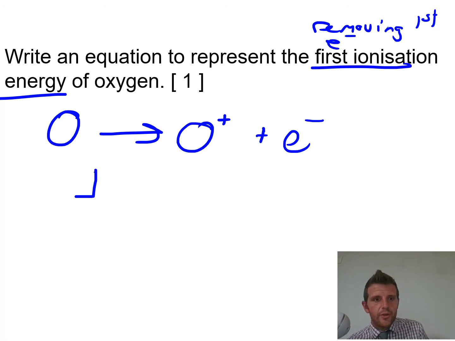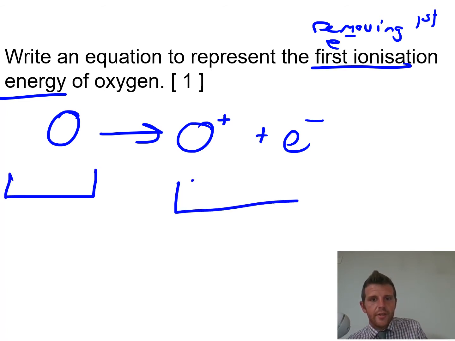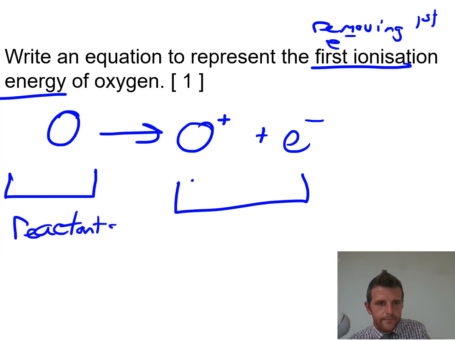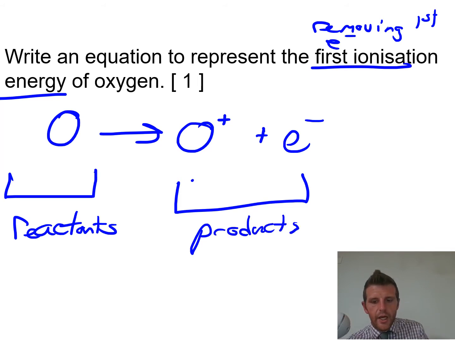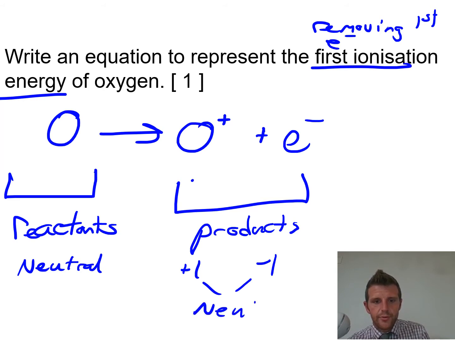Please remember that your reactants and your products should be equal in charge. So on my reactant side, I have a neutral charge. And then on my product side, I have a +1 and a -1. In other words, this is also neutral in charge. So that's good. That's a good way to check it.